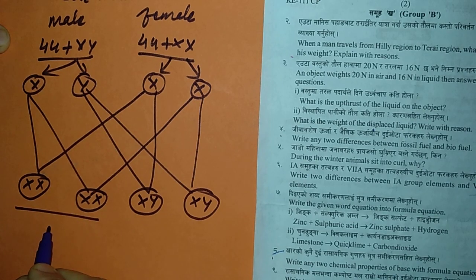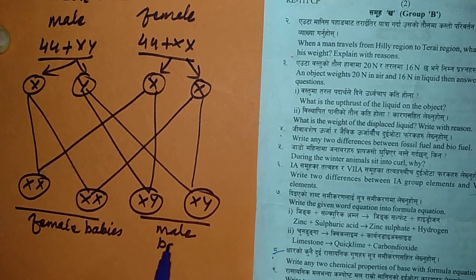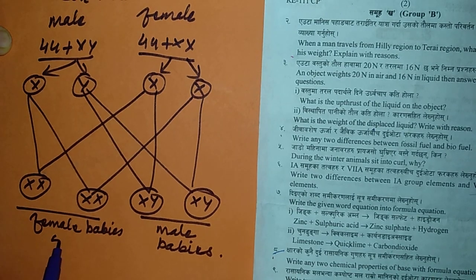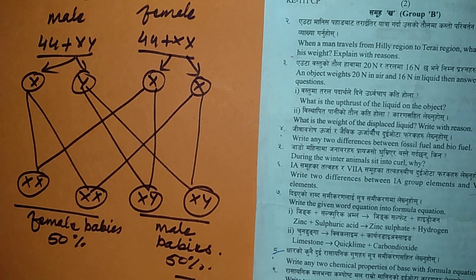Now these are homogametic female babies. These are heterogametic male babies. There are 50-50 chances of male babies as well as female babies: 50% female babies, 50% male babies. So this is sex determination, 50-50 chances of male and female. You have to give a little bit of explanation over here. And this fusion occurs during fertilization, one sperm fuses with one ovum. So this is sex determination.